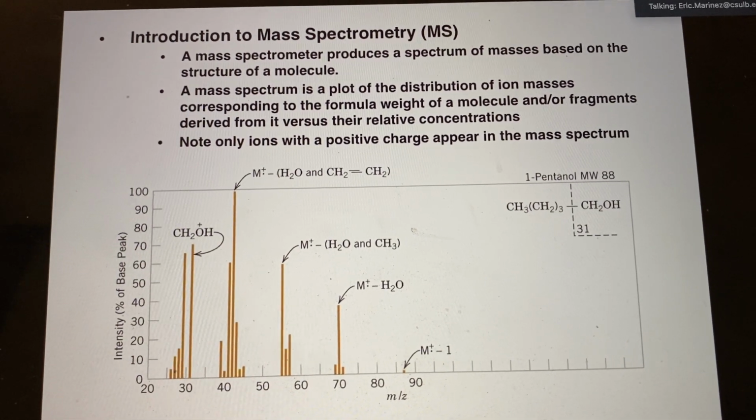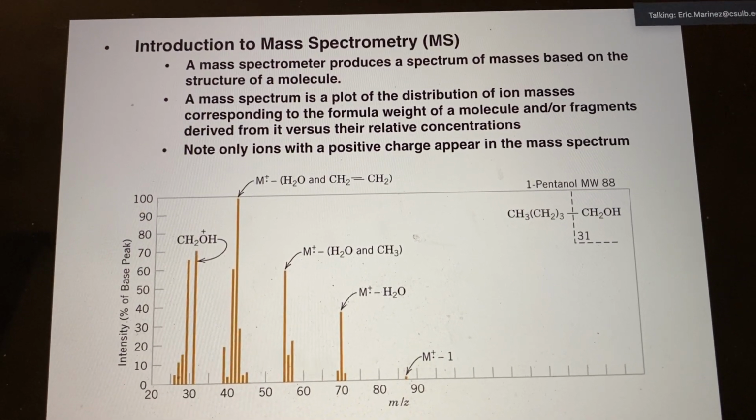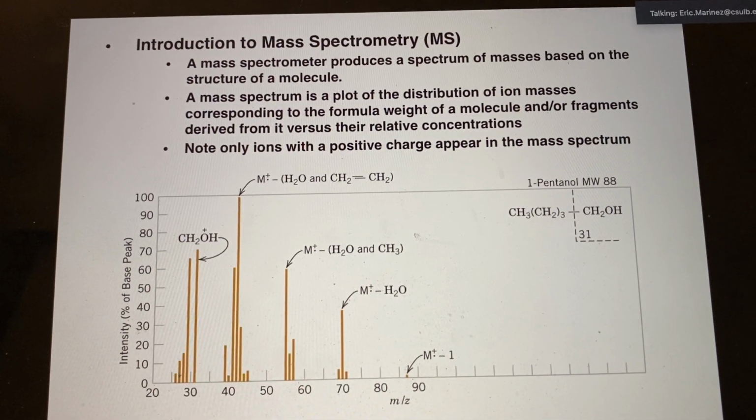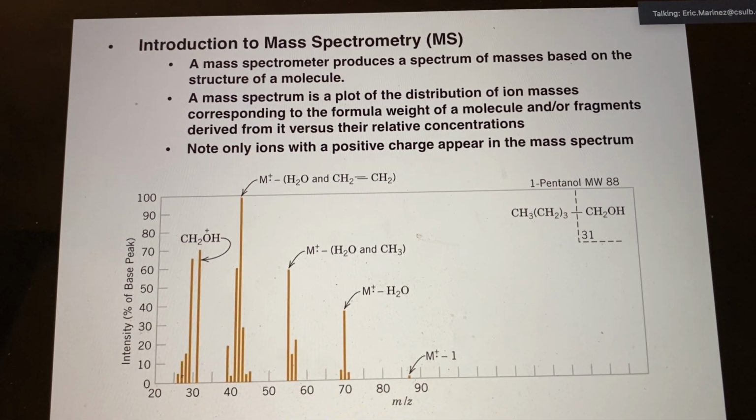And I have to do that because we have radicals. So it's also an opportunity for me to revisit radicals a little bit with you guys. Also revisit carbocations in this chapter.